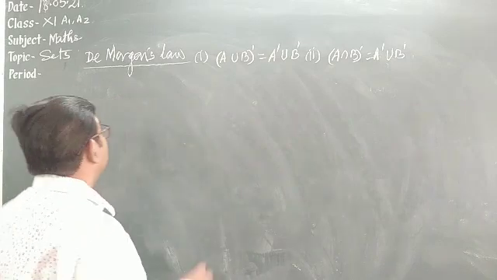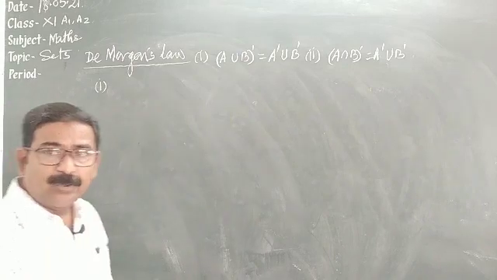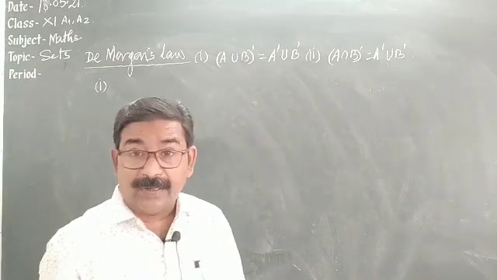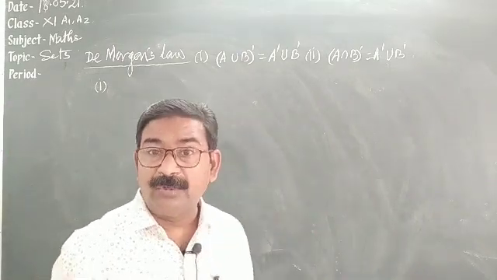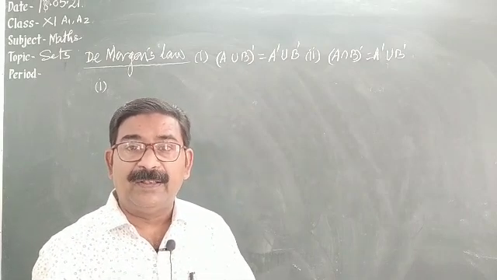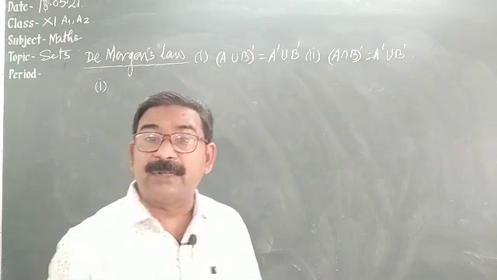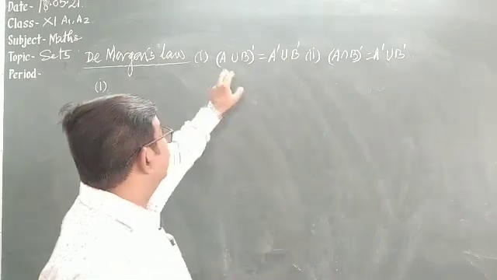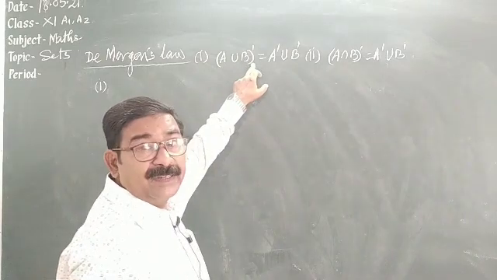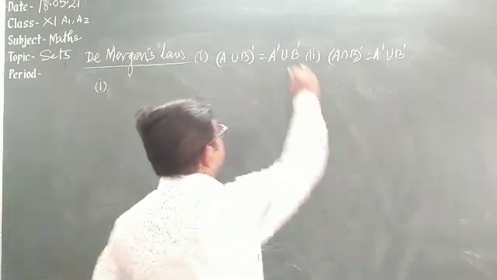Let's see. I am coming to the first one. As I told in the previous lectures, you have noticed, when two sets are equal, it means both are subsets of each other. Here A union B complement is a set. Here we have A complement union, sorry, this is intersection.